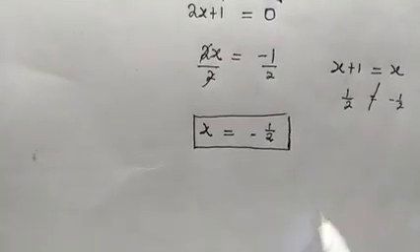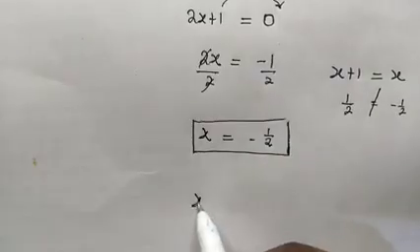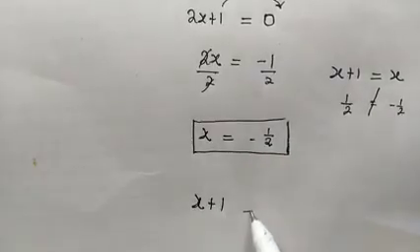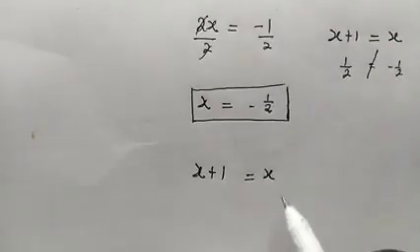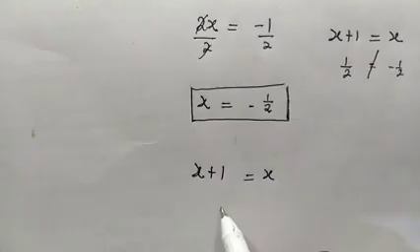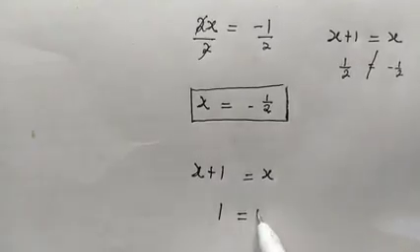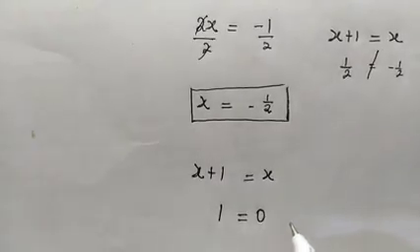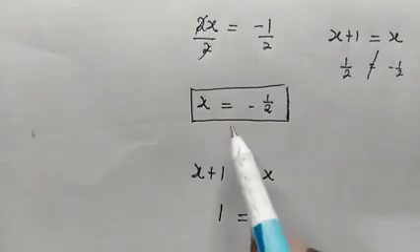Okay, now let's try another way. We have x plus 1 is equal to x. Now let's subtract x from both sides. If you subtract x from both sides, we get 1 is equal to 0. And we know that this is clearly a contradiction, right? So this is a contradiction. And no real or complex number can satisfy this equation.